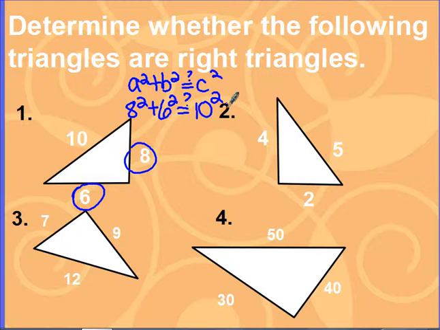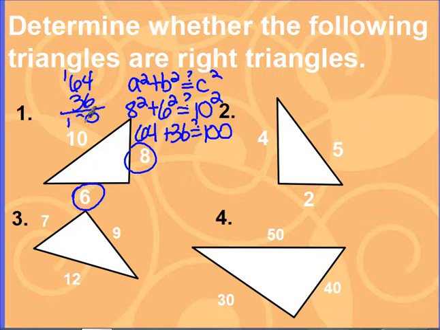Well, let's see. 8 squared is 64. 6 squared is 36. And 10 squared is 100. Does 64 plus 36 equal 100? Yes, it does. So I can say, yes, this triangle is a right triangle. Pause the movie, copy these notes onto your paper.